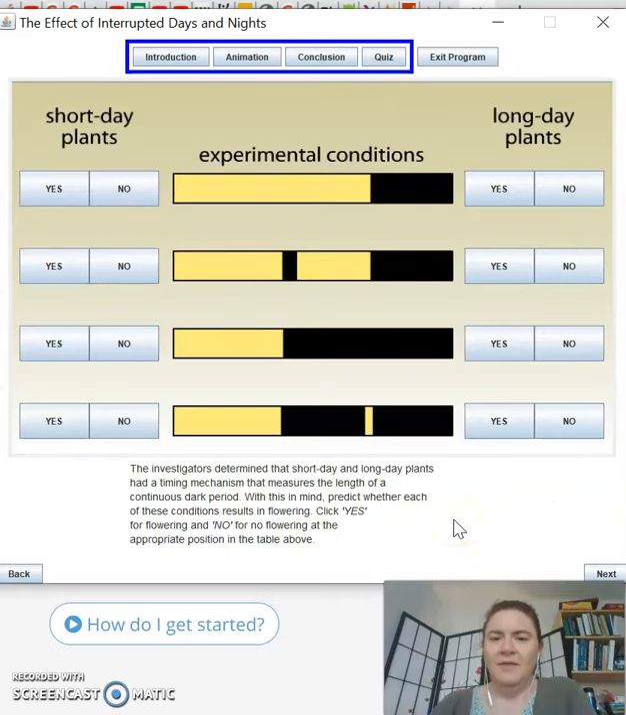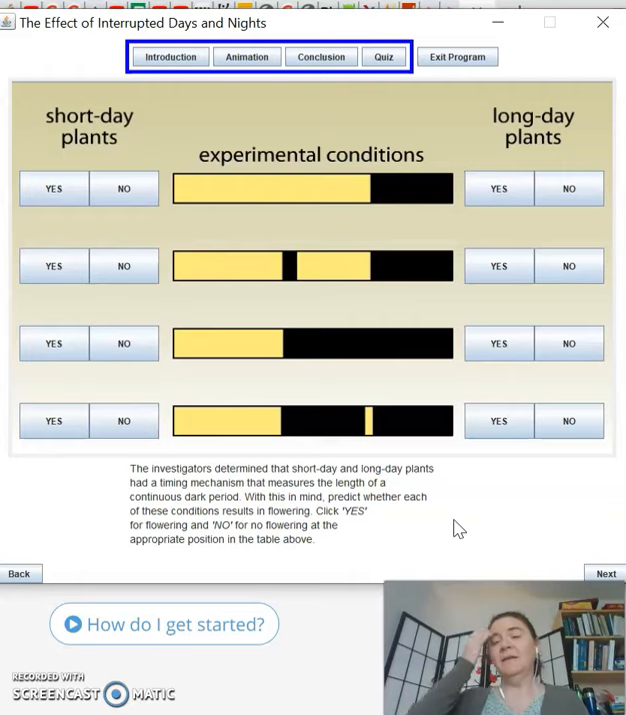So the investigators determined that short day and long day plants have a timing mechanism that measures the length of a continuous dark period. With this in mind, predict whether each of these conditions result in flowering. Click yes for flowering and no for no flowering at the appropriate position in the table above.